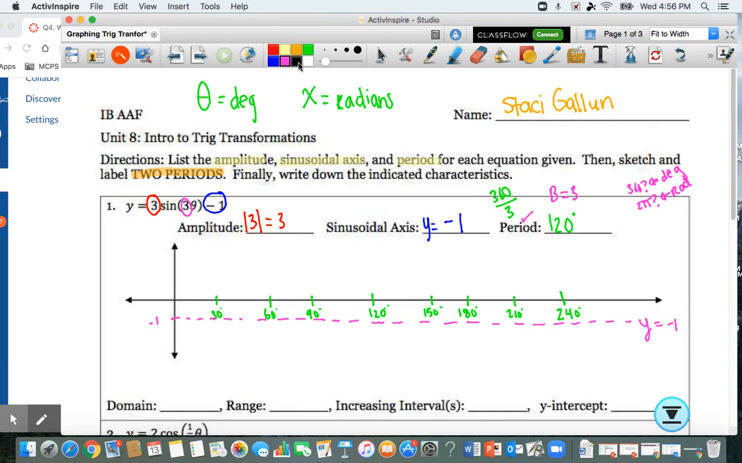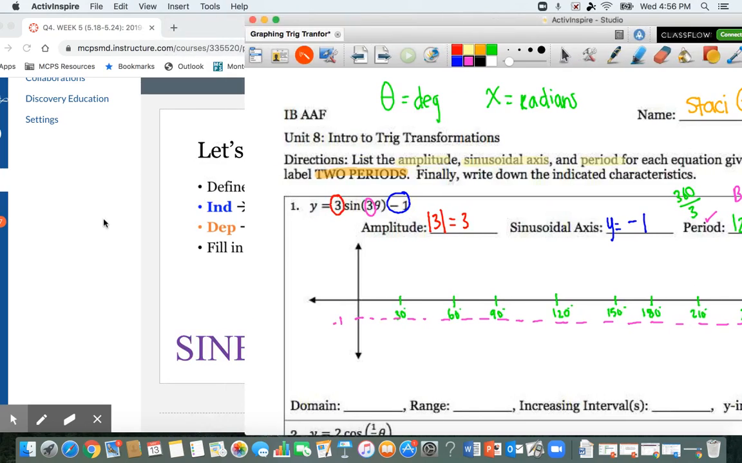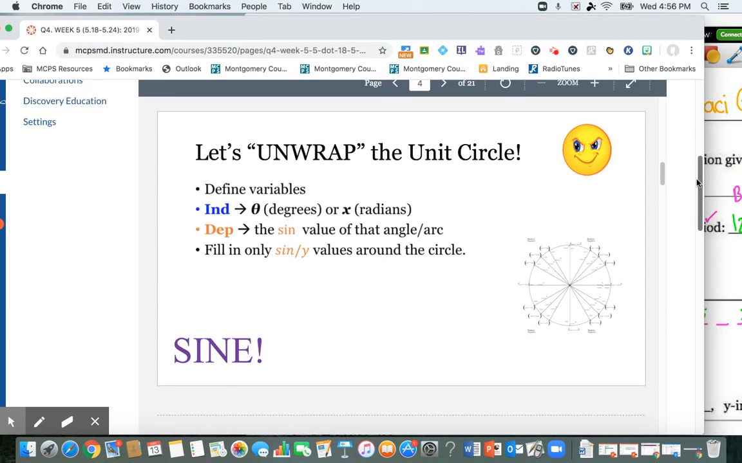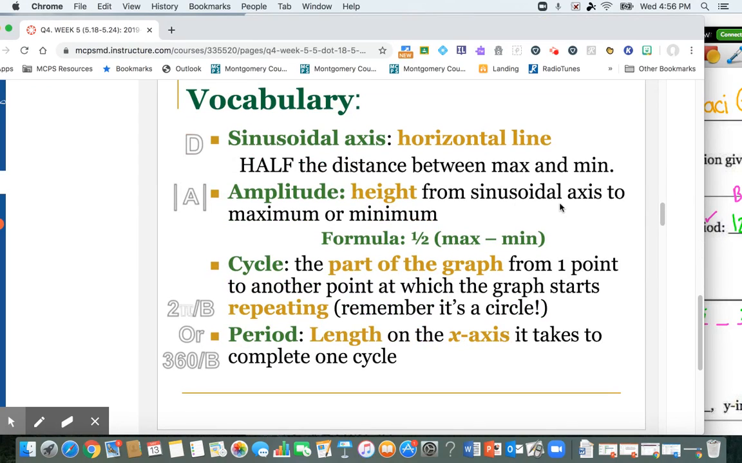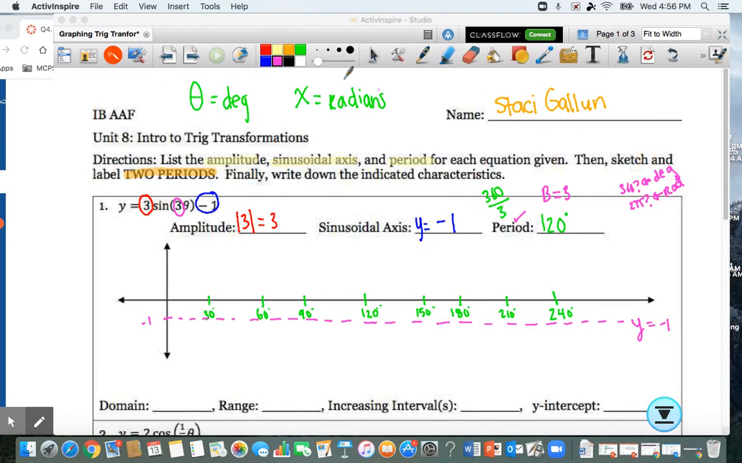And then that amplitude, what did it say about the amplitude again? Gosh, I keep forgetting. The amplitude is the height from the sinusoidal axis to the maximum or the minimum. So that means I'm going to have to go up 3, 1, 2, 3. What is that? 2, and down 3. 1, 2. Oh, they didn't leave me enough room. What is that? -4. Okay.